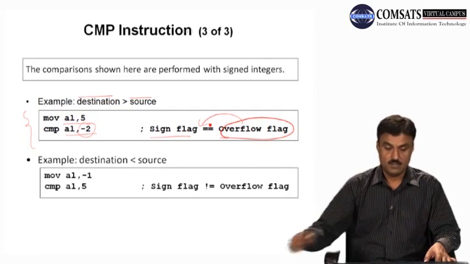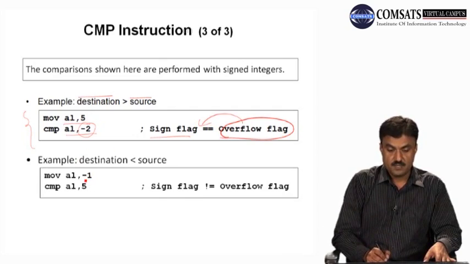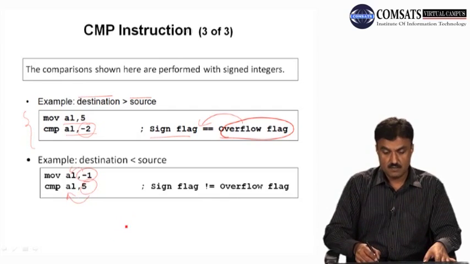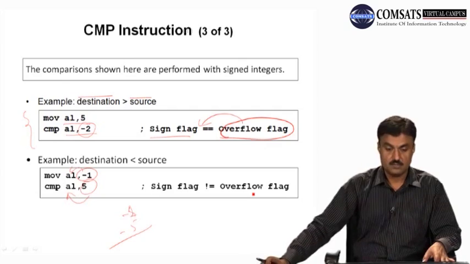And the next example, if the destination is less than the source, -1 is assigned to AL, and we are going to compare with 5. So -1 is here, and we are going to perform the subtraction with 5. So the sign flag will not be equal to the overflow flag, and so on.